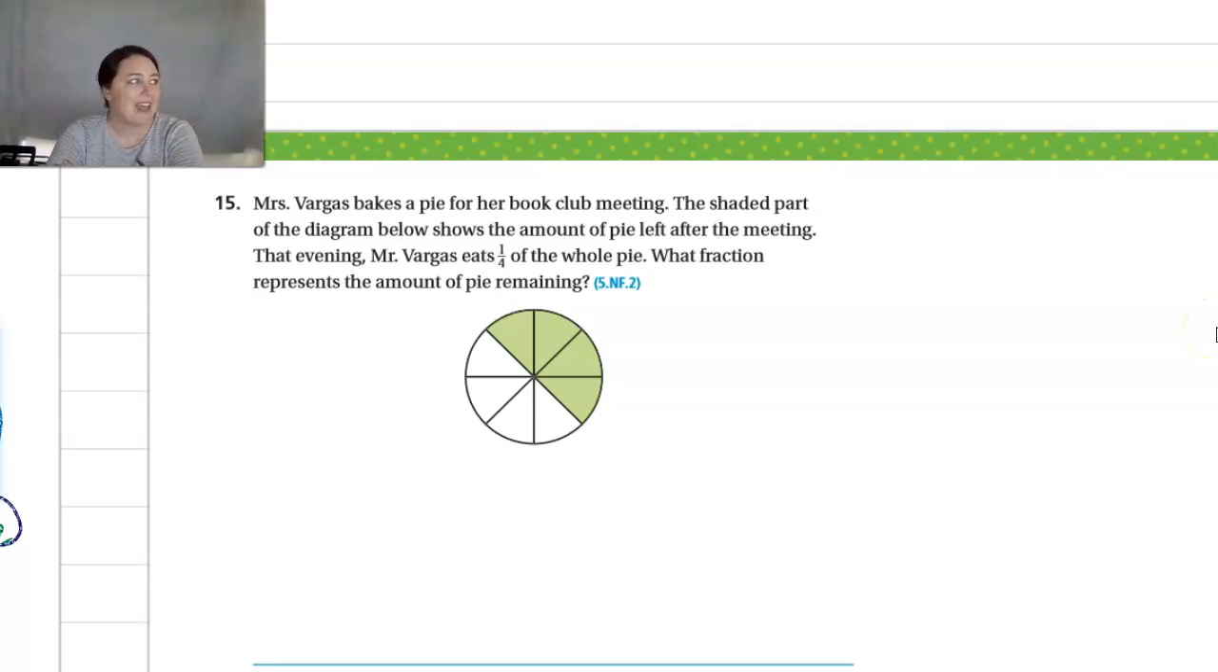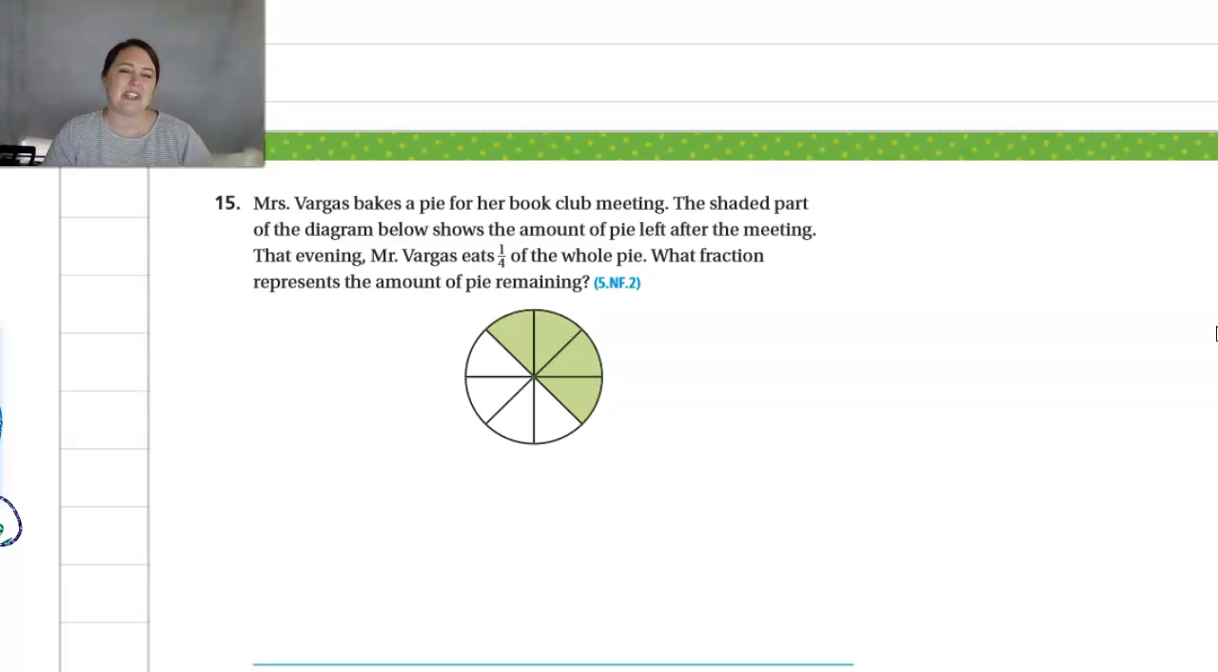Okay, so number 15 is confusing in how they have to word a word problem for subtracting fractions. That's because if I said this picture is how much I had left and I eat 1/4 of that, the answer is different. That's actually a multiplication problem, because "of" means to multiply. So they can't say that. So that's why it says Mrs. Vargas bakes a pie for her book club. The shaded part is how much she had after the meeting. That evening, Mr. Vargas ate 1/4 of the whole pie. As if the pie were whole, then he ate 1/4.